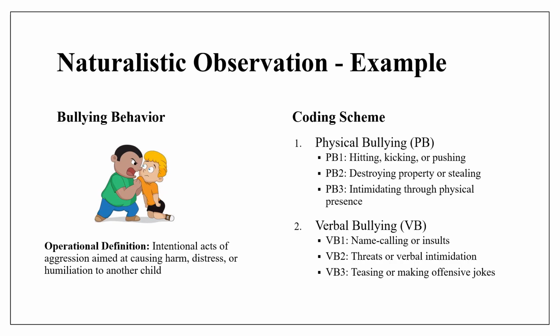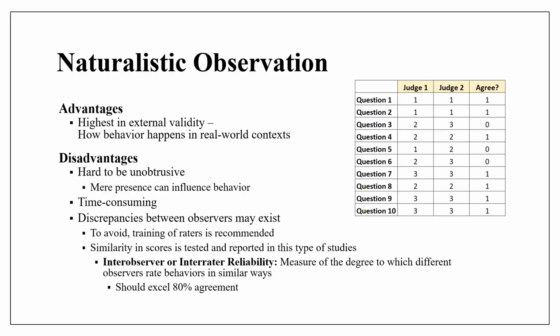Now, had it been on purpose, where the child on purpose ran towards this kid and pushed the kid, then that would go under the behavior that we're interested in, because it was done intentionally. So again, we have to stay as true as possible to our operational definition when we're creating the coding scheme and making those observations and notating or recording the type of behaviors. The advantages of naturalistic observation is that it's going to be the highest in external validity, meaning that it is going to be the closest to seeing how behavior actually happens in real world context.